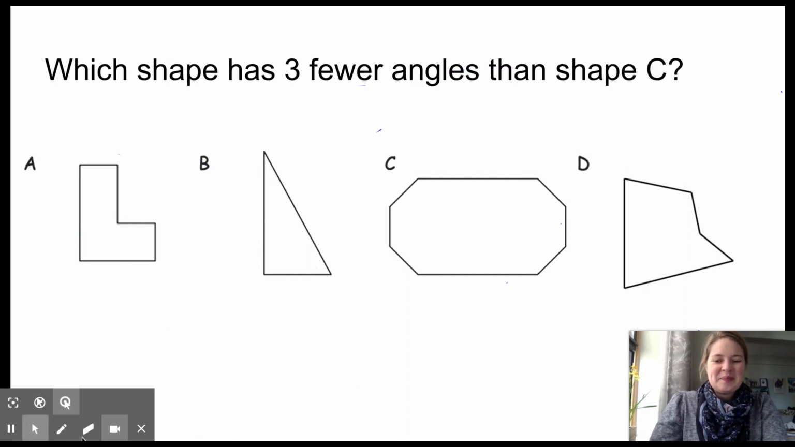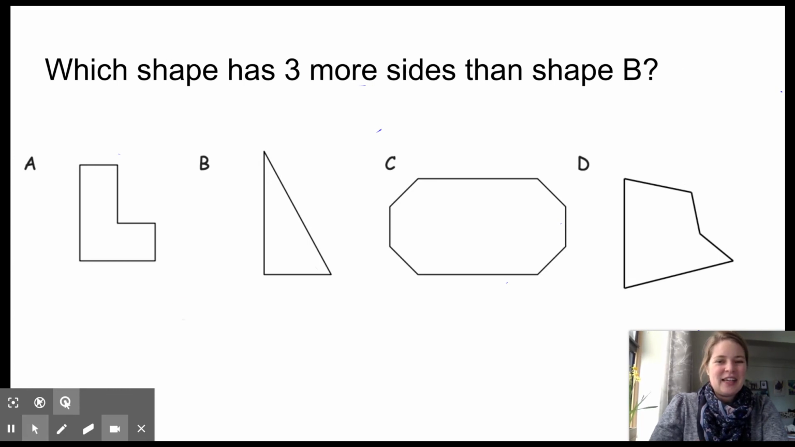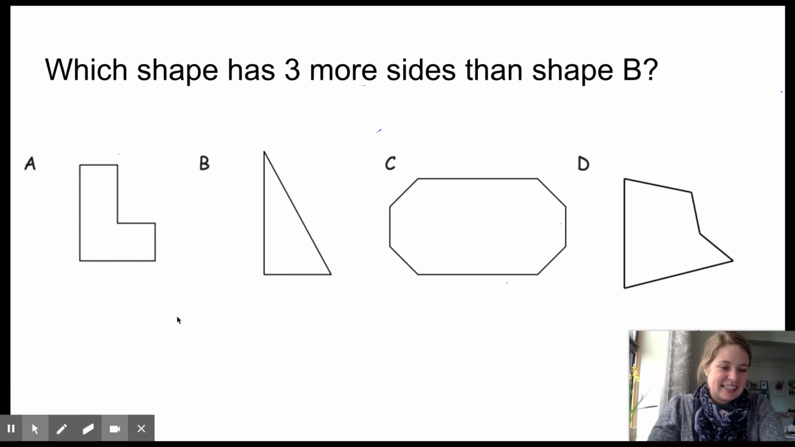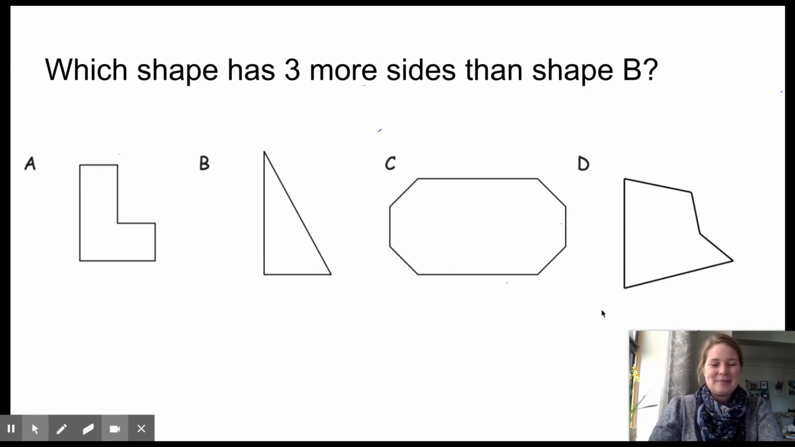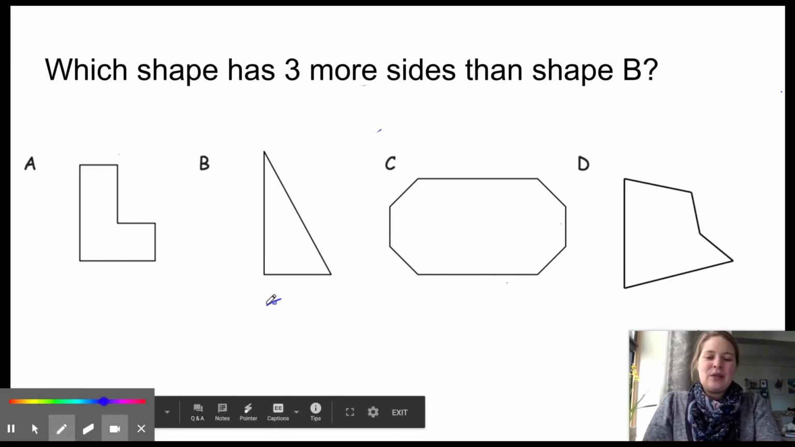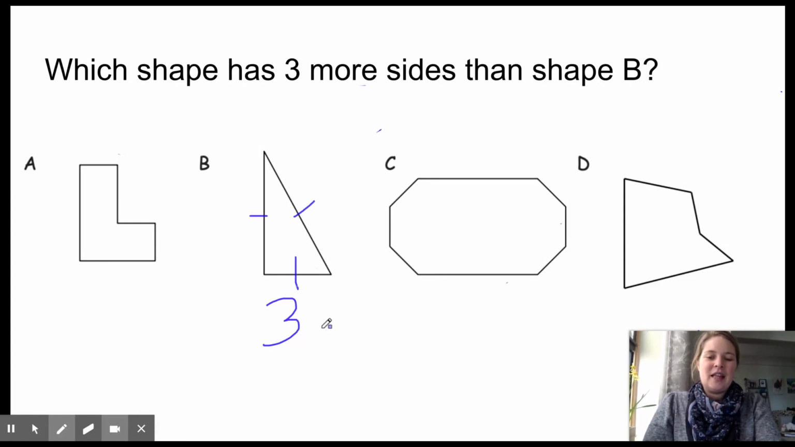Okay. We've identified which shape has 3 fewer angles than shape C. Now let's see which shape has 3 more sides than shape B. Shape B has 3 sides. Which of these shapes has 3 more sides than shape B? Let's first do the math. 3, 1, 2, 3, plus 3 equals what? It equals 6.